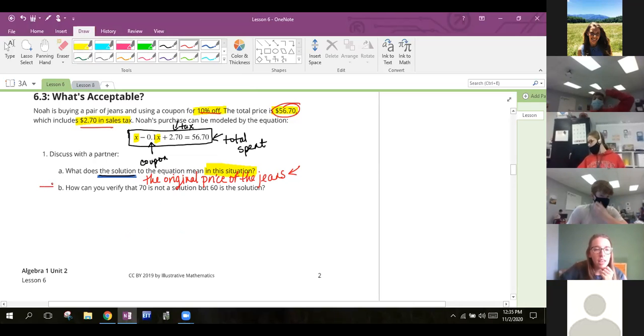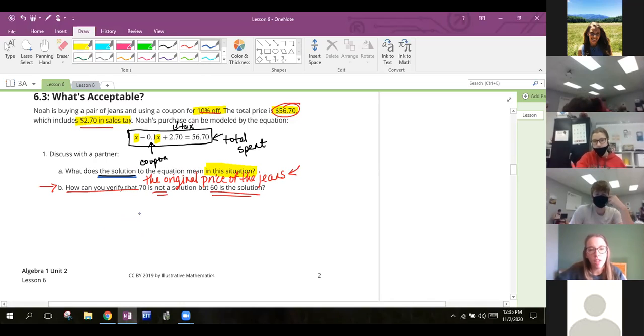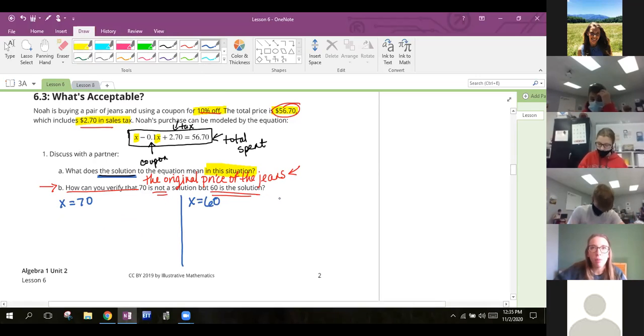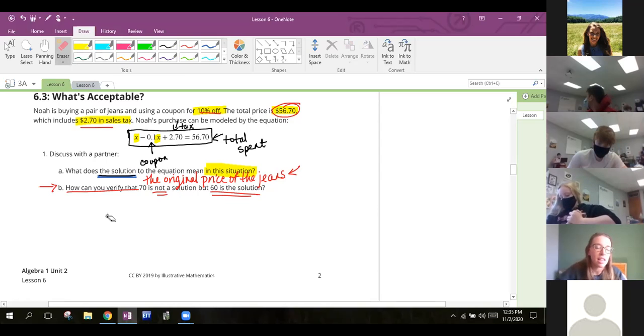All right, for B, it says, how can you verify that 70 is not a solution and 60 is a solution? How do we determine if something is or is not a solution? We have to solve the equation, so we know that we can solve it for x equals 70 and x equals 60. So how are we going to determine if it is or is not a solution? Substitute. So it doesn't ask us to prove that it is or isn't. It just asks how would we know.